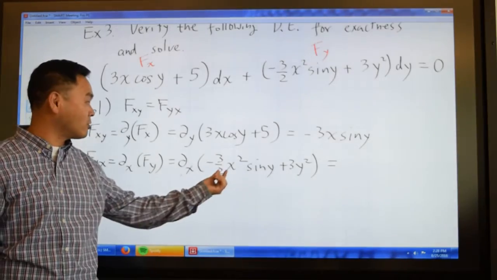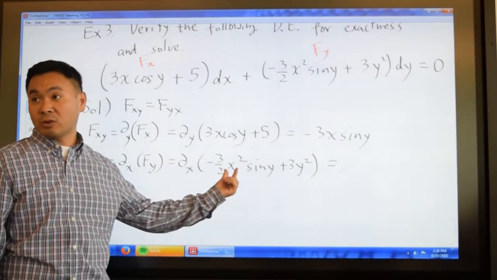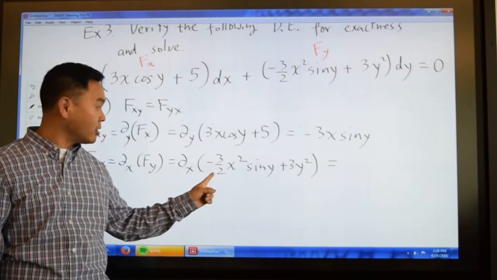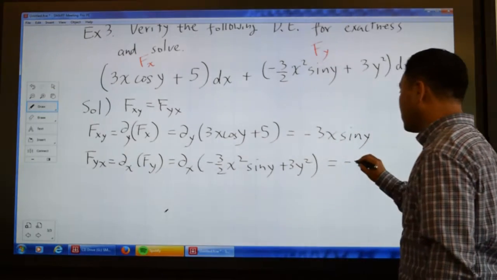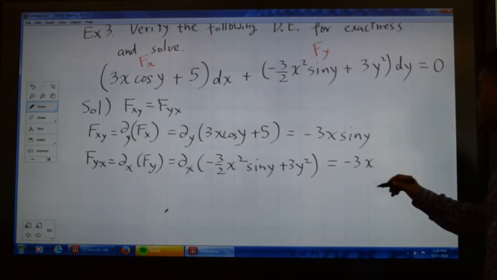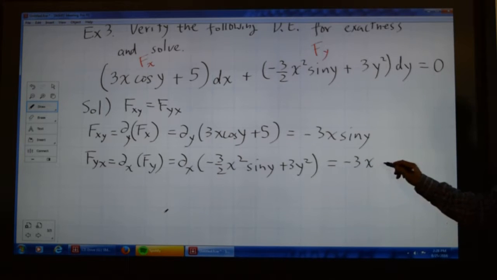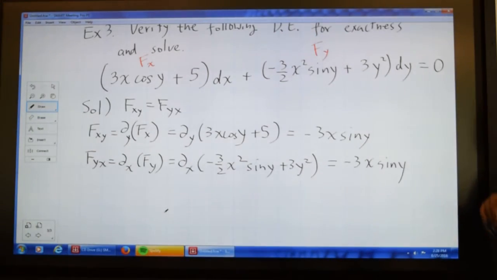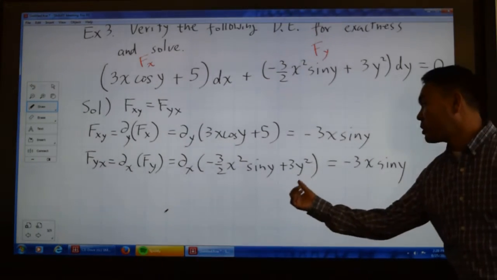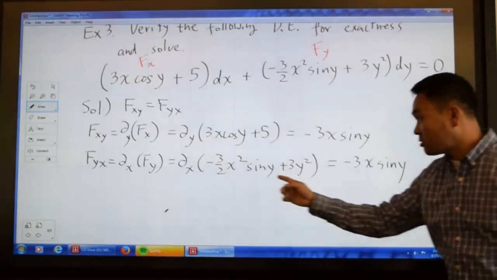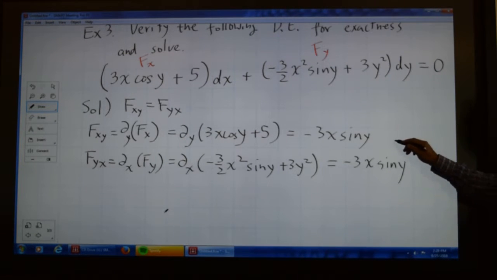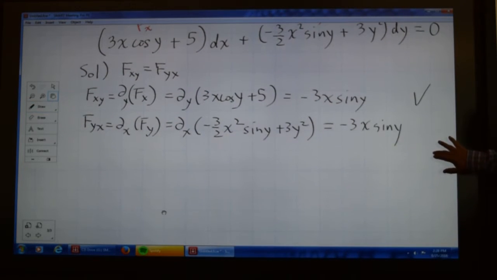The only thing to concentrate on is what's the derivative of x squared? What's the derivative of x squared? 2x. That 2 cancels with this 2 down here, so you end up with negative 3x sine y. What about this one? What do you get if you differentiate 3y squared? 0, right? 3y squared is considered as a constant when you differentiate by x, therefore you get 0. Now, are they equal? Yes. So check. They are exact. Okay? So we do see that it's exact.